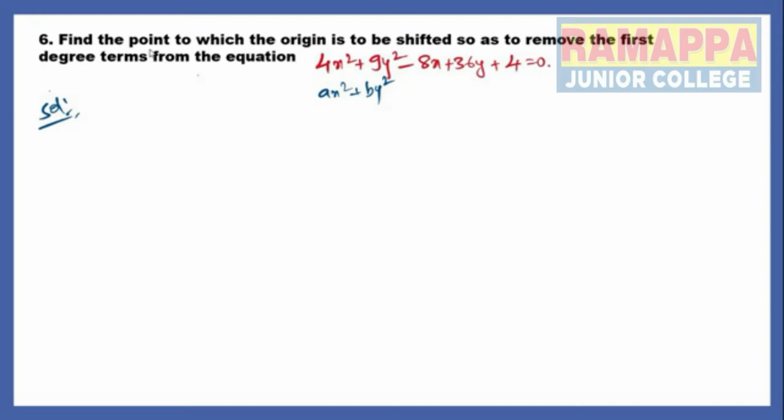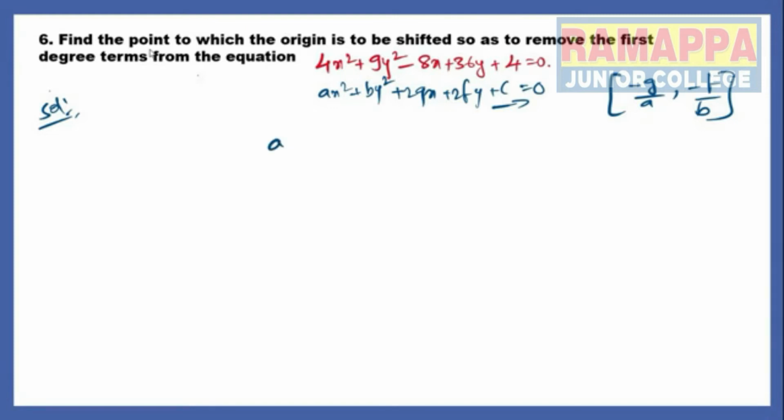Again we say that 2gx plus 2fy plus c is equal to 0, like this equation. In this he is saying that we shift the origin to remove the first degree terms from the equation, which means the formula comes like here: minus g by a comma minus f by b. The formula will become like this.